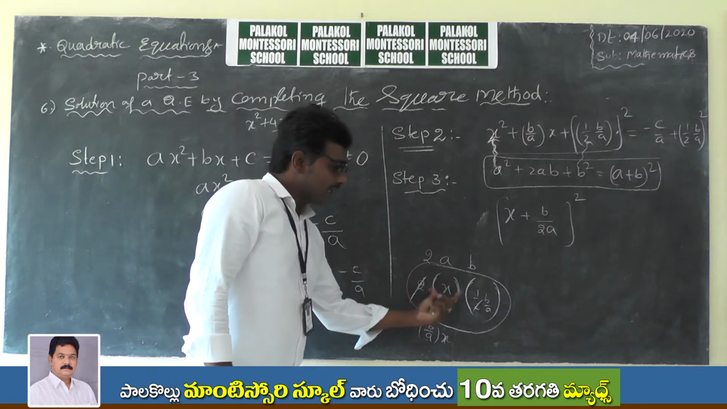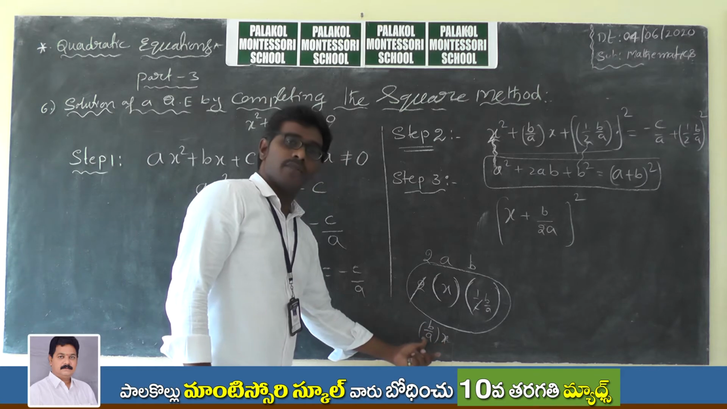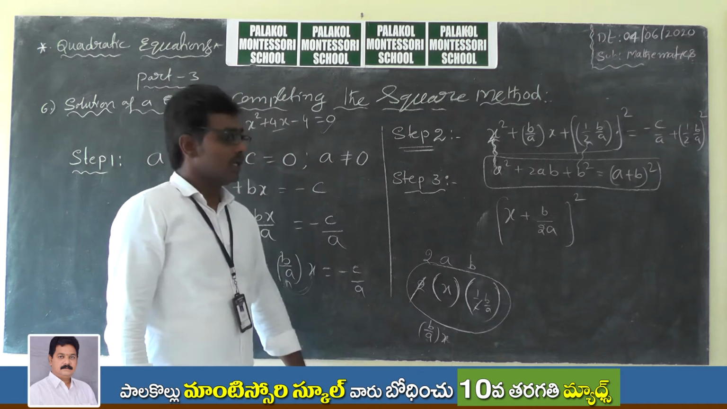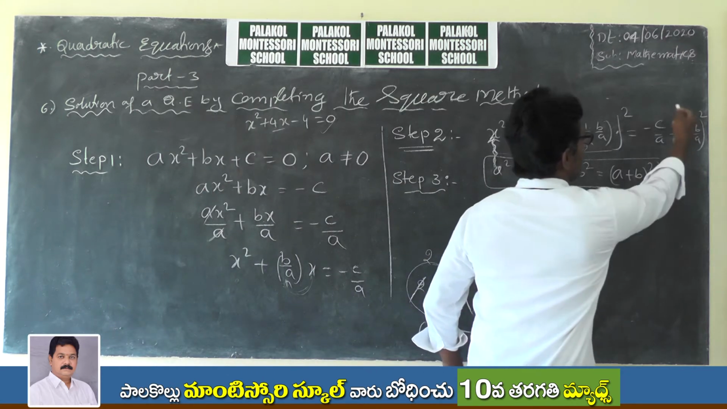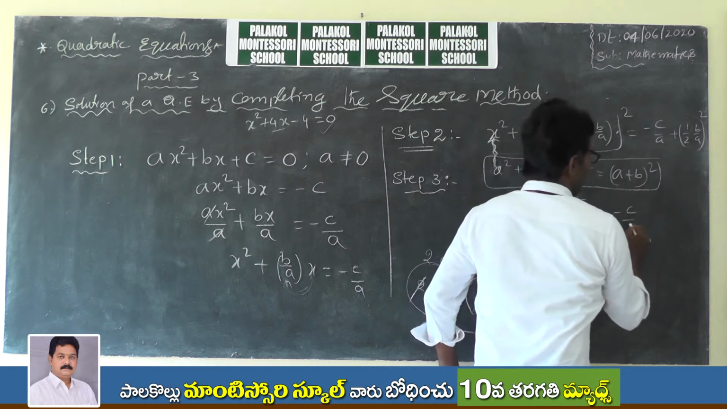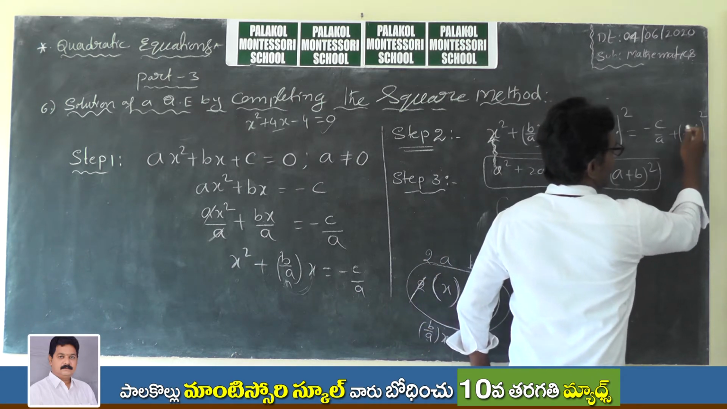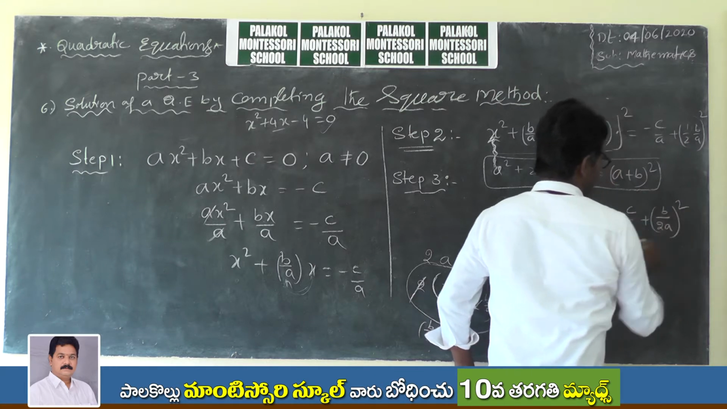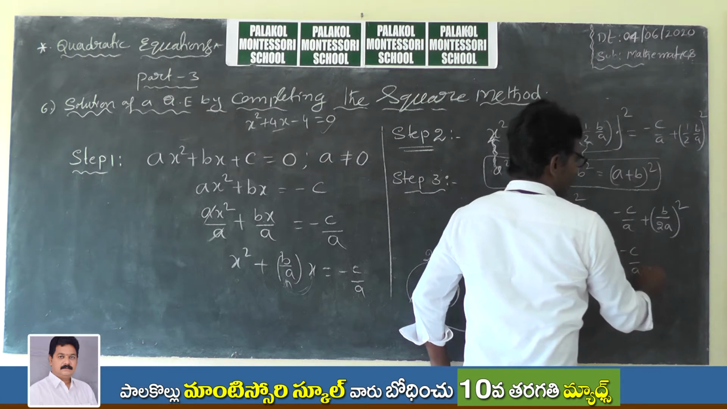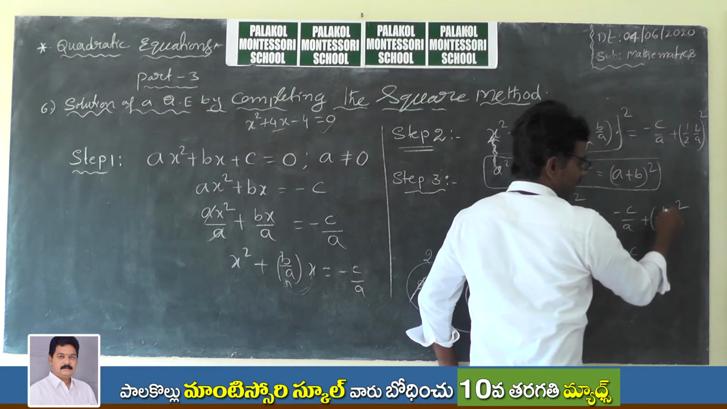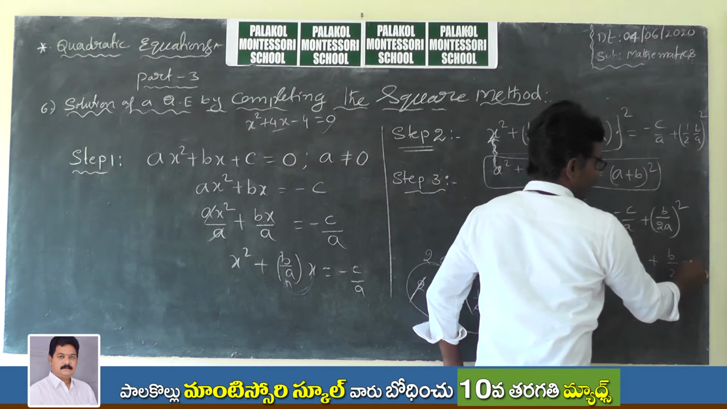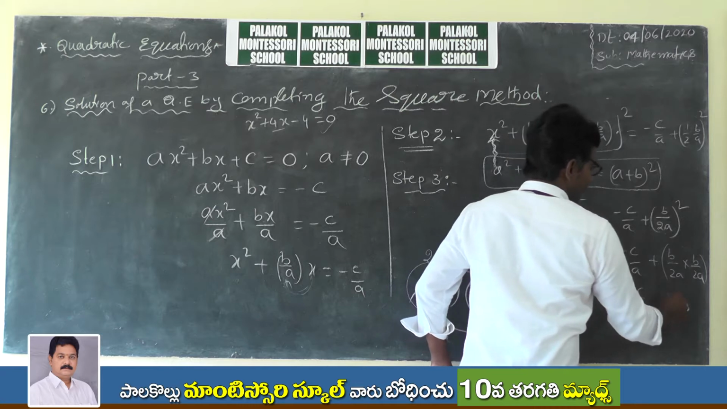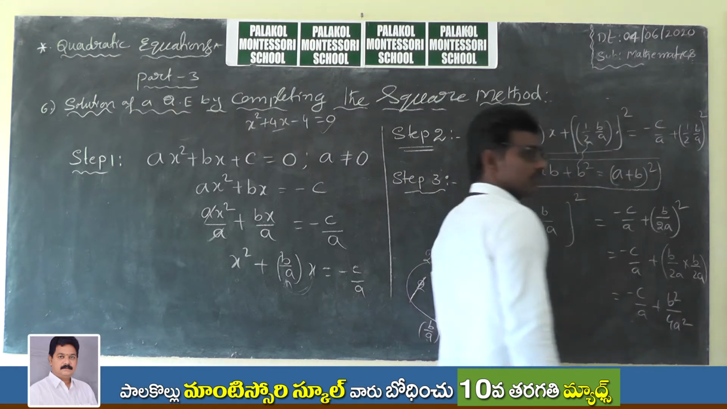Okay. So these two are equal. 2ab means b by a of x. Now simplification: this one, minus c by a plus 1 into b by 2 into 2a whole square. This term you write 2 times plus b by 2a means b by 2a into b by 2a. This term 2 times you write minus b by a plus b square by 4a square.